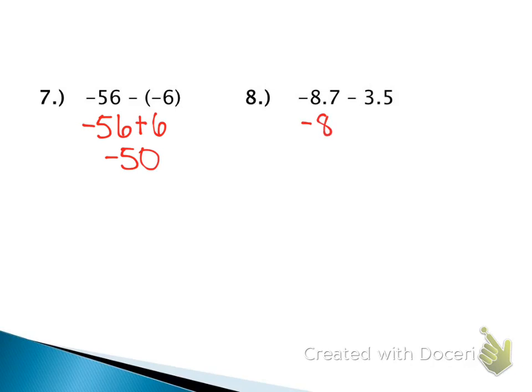On this one, we change it to an addition problem. We change this to a negative 3.5. Jamarl, what do we get? Well, we should be paying attention following along, but we are on number 8. So we should still be paying attention, though. We get negative 12.2 because they have the same sign. We just add their absolute values and keep it negative.